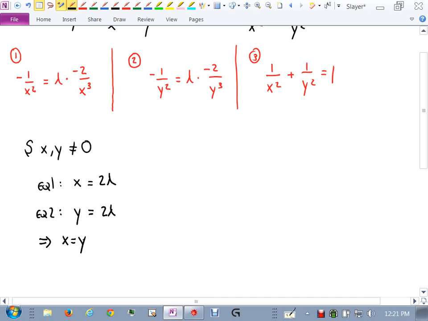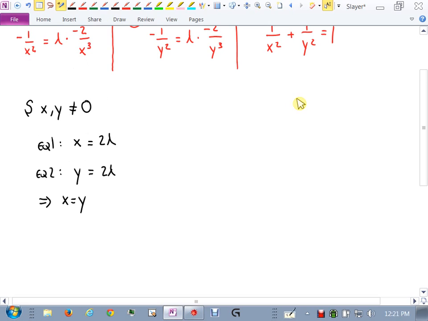If x is equal to y, then I can come to the third equation and replace my y with x and solve it for x. This is going to work out nice. So from equation 3, I have that 1 over x squared plus 1 over x squared must equal 1, which means 2 over x squared must equal 1, which means that x must be plus or minus what? Square root of 2.